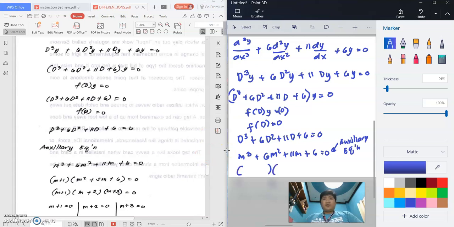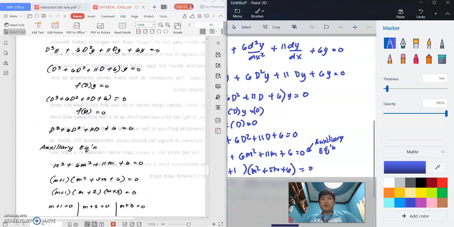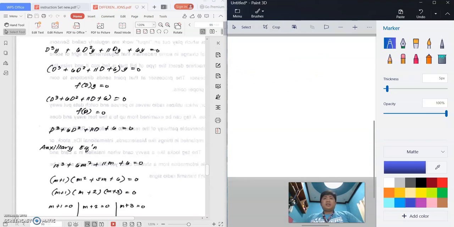So look for the factor. Okay. So the first factor here is m plus 1. So if you would see m plus 1 and the other one is m squared plus 5m plus 6. So if you factor, let's check if it will still arrive. So I'll be checking if the factoring is correct. So the factor is m plus 1 times m squared plus 5m plus 6 equals 0.